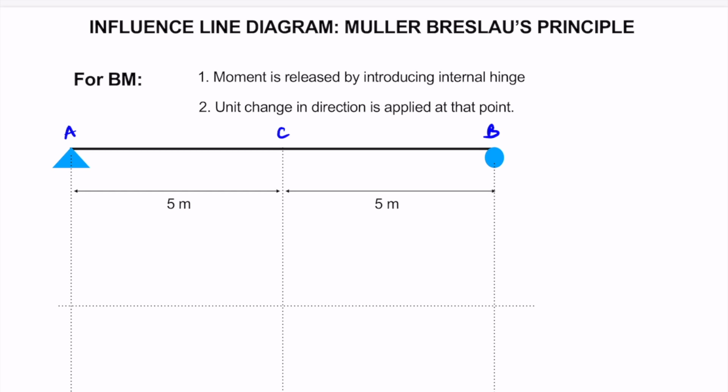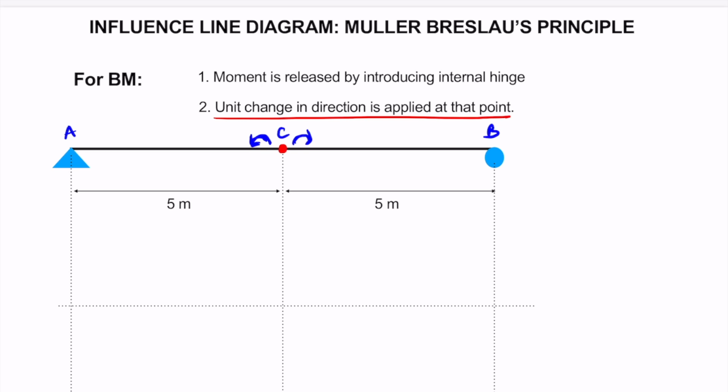Here also we will follow two simple steps. Step 1 is release the moment at that particular point by introducing an internal hinge. So since we need to find the ILD for bending moment at point C, we will introduce an internal hinge here. The second step is apply unit change in direction at that particular point. So here also we will apply the unit rotation in some specific direction, like this. Please note that total rotation has to be 1.